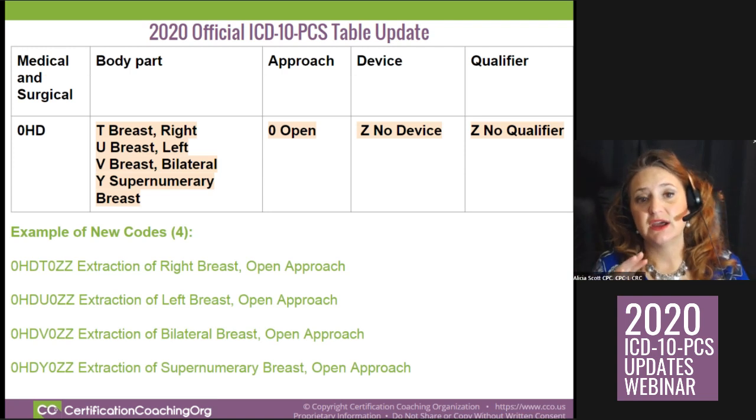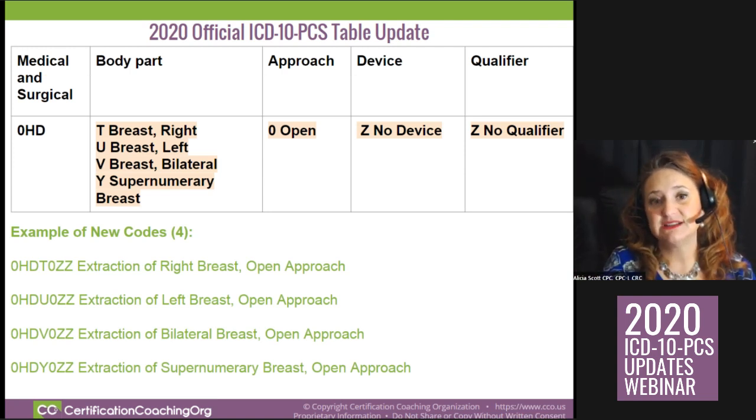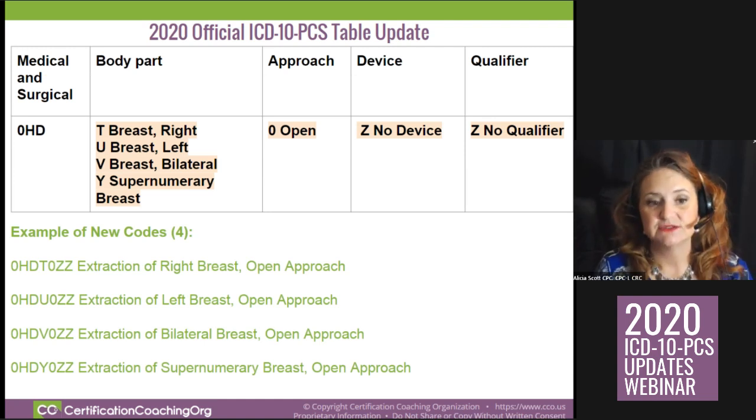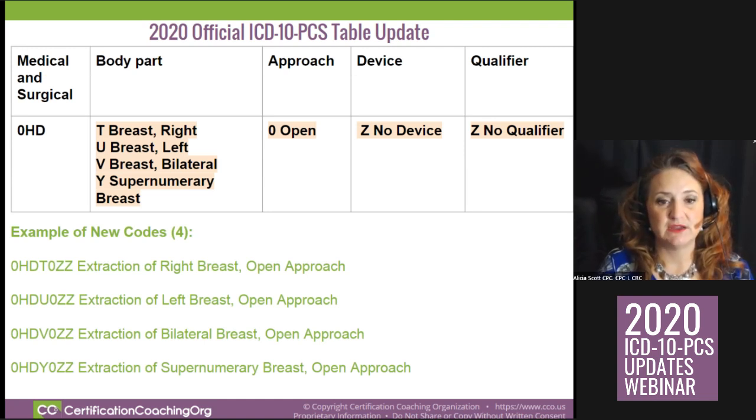And again, with ICD-10-CM, an X is our placeholder, right? With PCS, placeholder, or not applicable, is a Z. So if this is new to you, make a note of that. So we can do extraction of right breast.